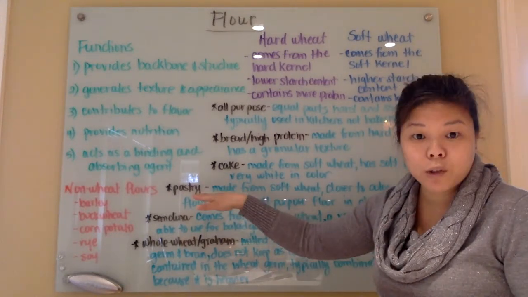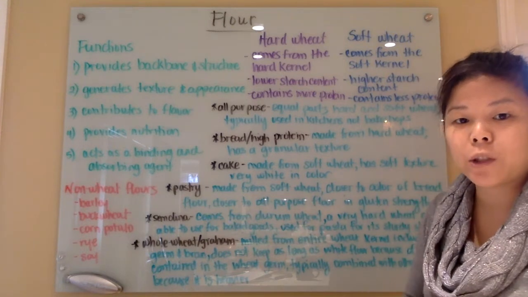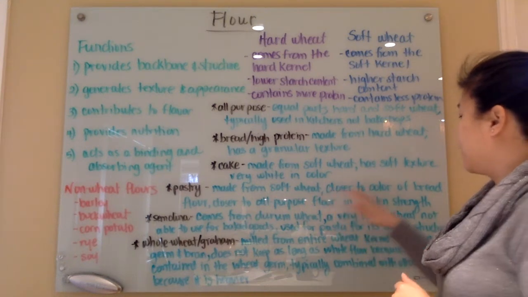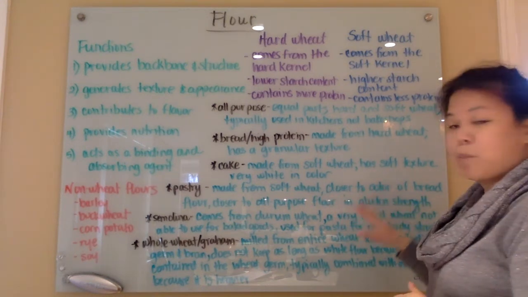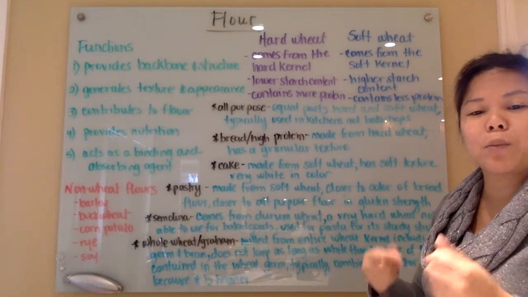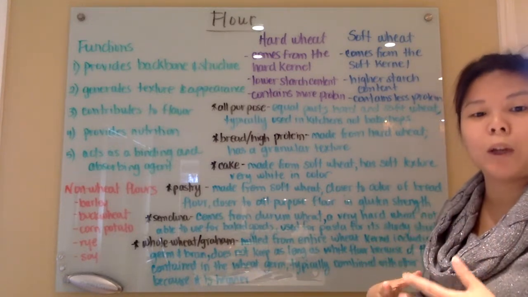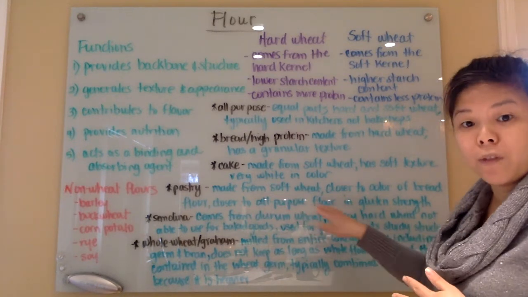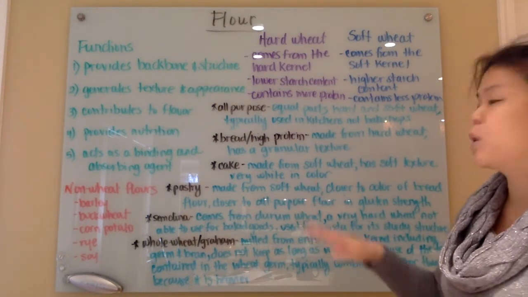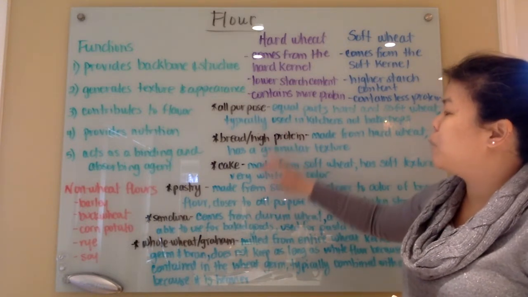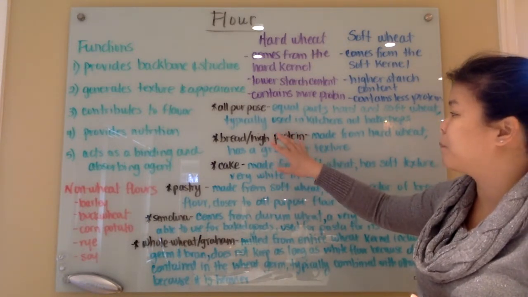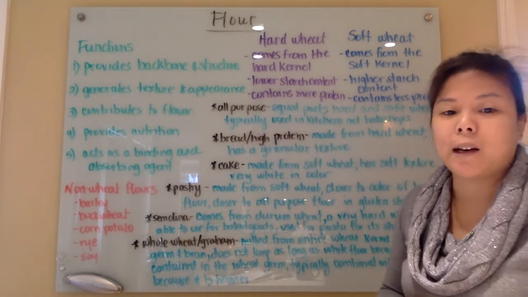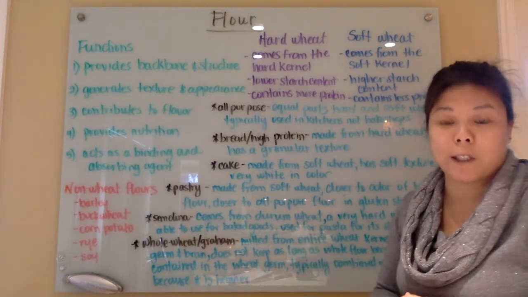There's also pastry flour, which is also made from soft wheat. But interestingly, it's closer to the color of bread flour, which is more of a lighter brown beigey color as opposed to a very stark white color. It's also closer to all-purpose flour in gluten strength. So it's kind of in between all three of those in terms of different characteristics.